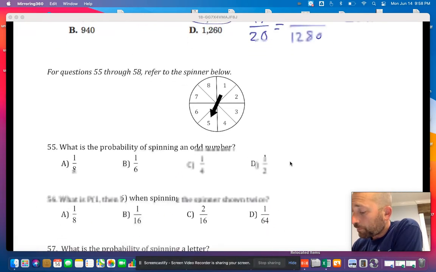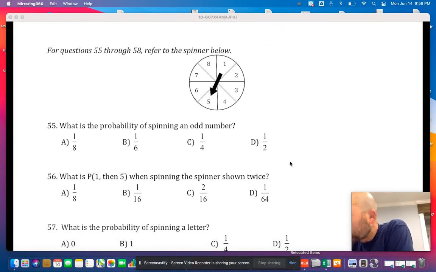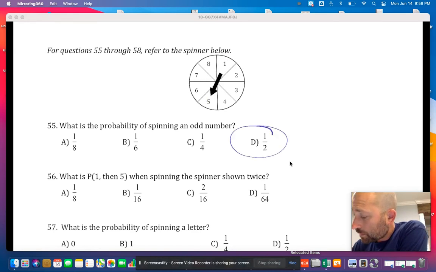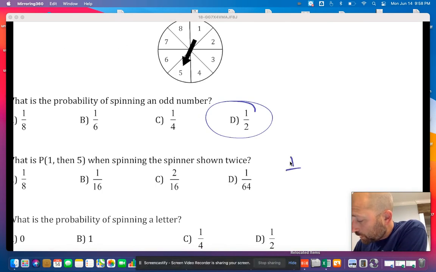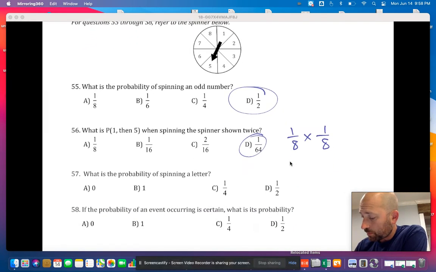All right, 55 through 58 refer to that spinner. Looks like it has 8 sections. What is the probability of an odd number? That is 1, 2, 3, 4 out of 8. It simplifies to 1/2. What is the probability of 1, then 5 when spinning the spinner shown twice? So a 1 is a probability of 1/8. And then 5, so and is going to be a multiply. 5 is 1/8. 1/8 times 1/8 comes out to 1/64.